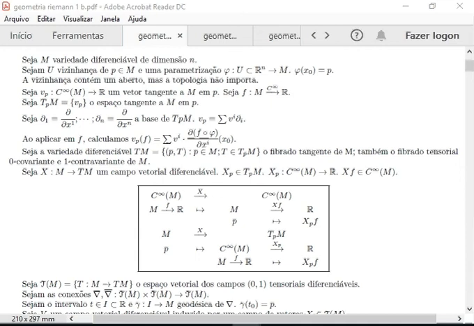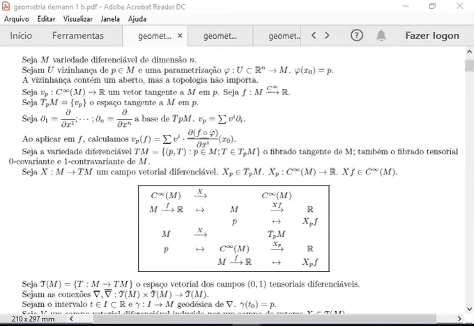Buenas tardes! Our subject today is Introduction to Covariant and Contravariant Tensors. Let M be a differentiable manifold of dimension n. Let U be a neighborhood of P in M and a parametrization phi from U subset of R^n to M. Phi at x0 is equal to P. The neighborhood contains an open set, but topology does not matter.